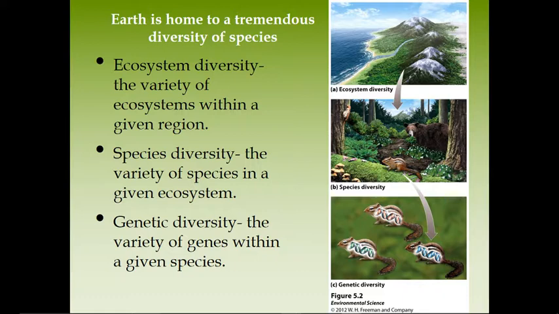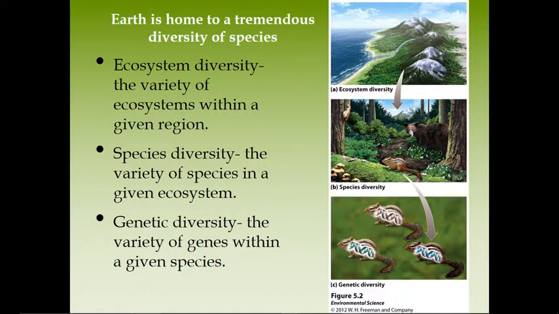Species diversity is the variety of species in an ecosystem. If you look at picture B, you can see a bunch of different animals such as squirrels, bears, and there's a bird there. And it's estimated that there's about 10 million different species on Earth today.